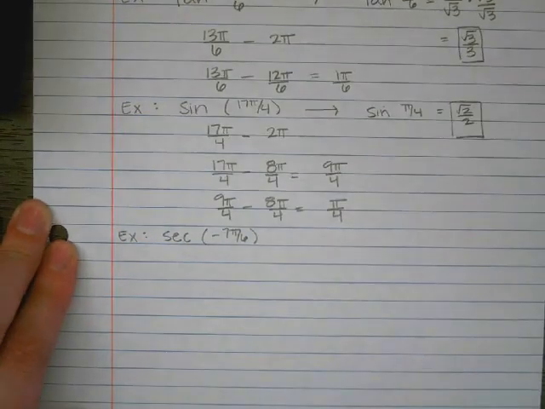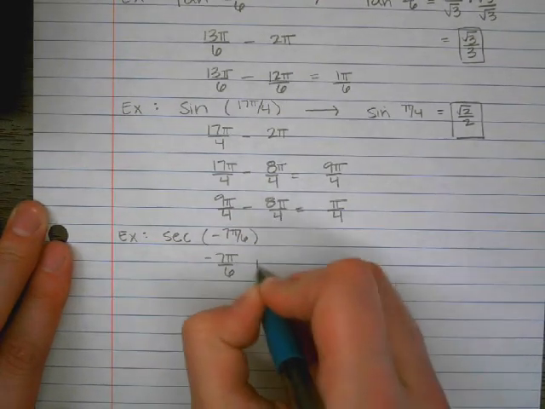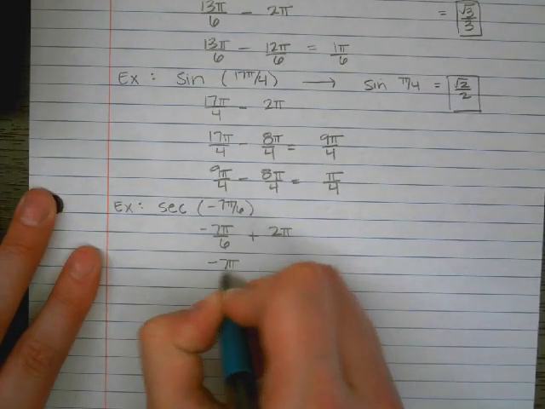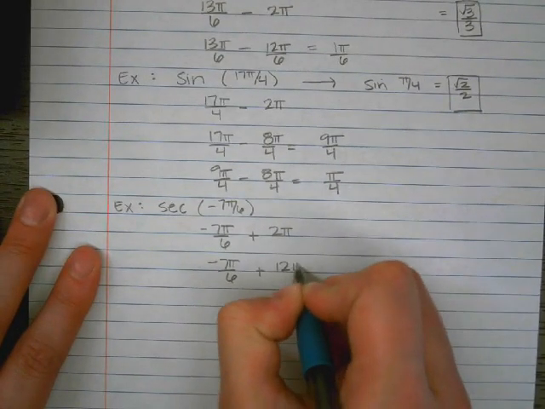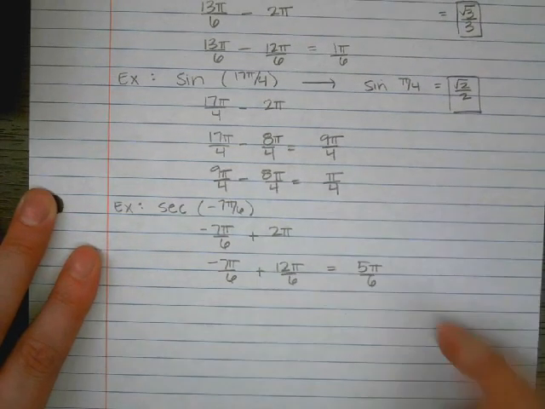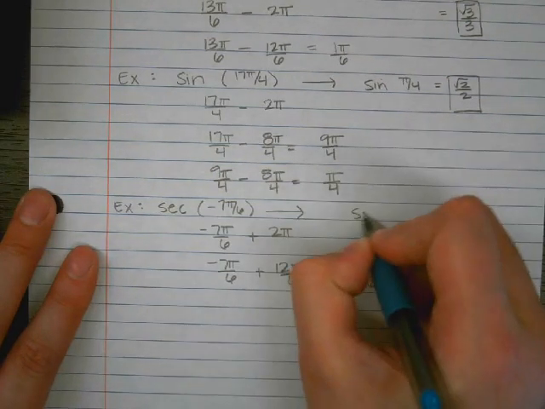If you're not, then we're going to go ahead and take negative 7 pi over 6. We're going to add 2 pi to that. So negative 7 pi over 6 plus 12 pi over 6 gives me 5 pi over 6. So either way of thinking about it will get you to the same answer.